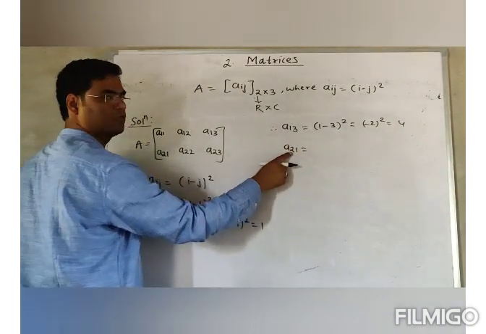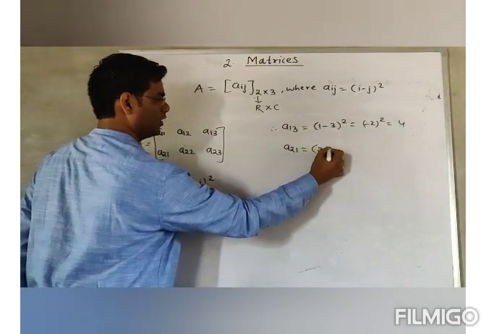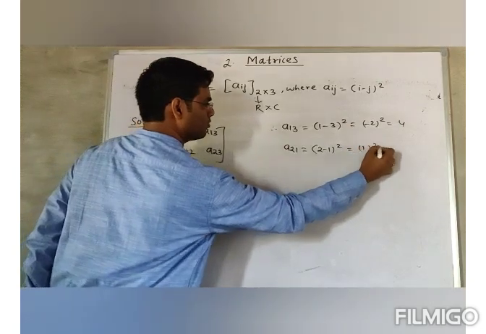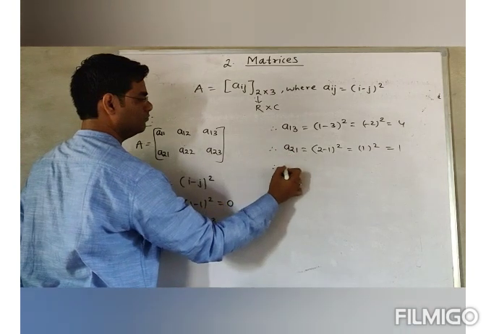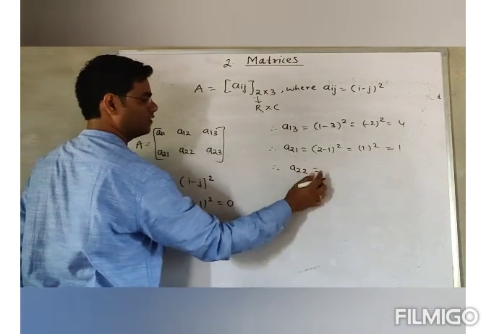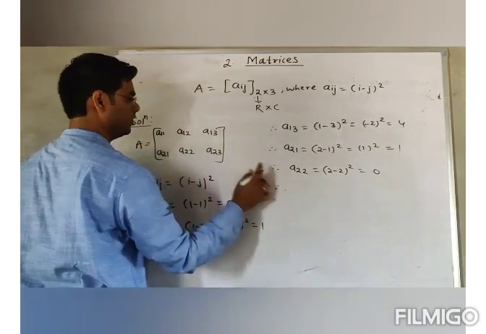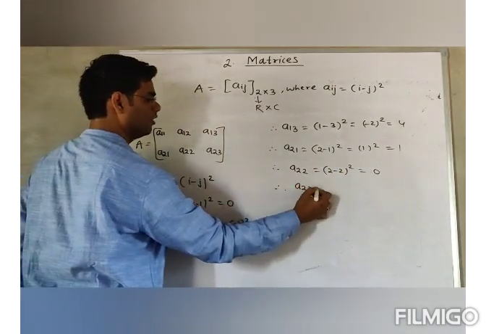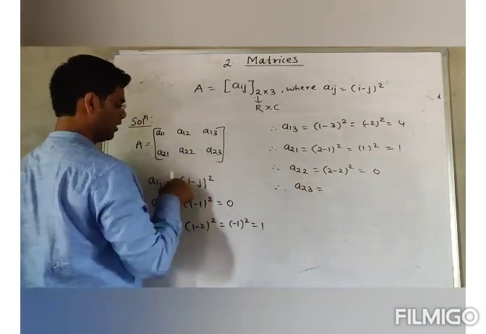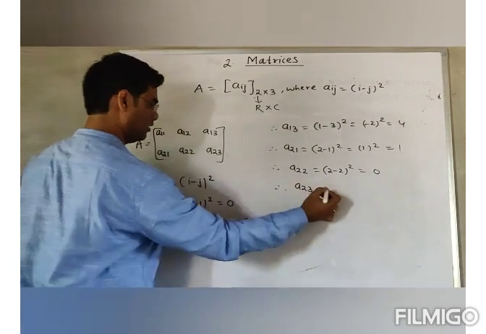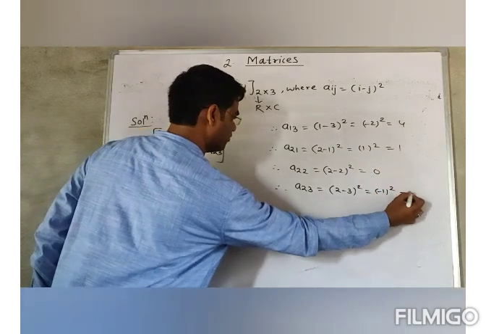Now the next element is A21. A21 means i equals 2 and j equals 1. So (2 minus 1) the whole square, that is 1 square, and 1 square is 1. Next element is A22. i and j both are equal to 2. So (2 minus 2) the whole square, that is 0. Next element is A23. A23 means i equals 2 and j equals 3. So put i equals 2 and j equals 3 in the given equation. So (2 minus 3) the whole square, that is (minus 1) the whole square, equals 1.